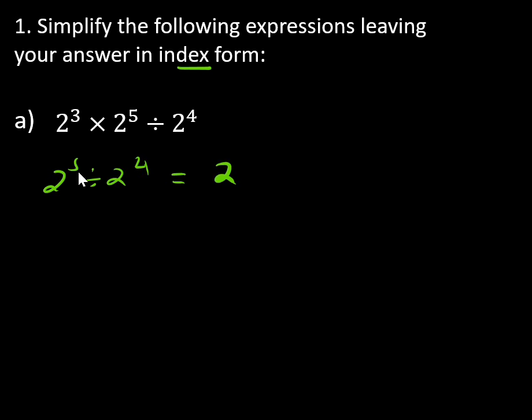Subtract the powers, 5 minus 4, we get 2 power 1. Therefore, you can write this equation as 2 power 3 times 2 power 1. And then in multiplying two numbers with the same base, pick one base, add the powers, 3 plus 1, it is 2 power 4. Therefore, our answer is 2 raised to power 4, leaving it in index form.